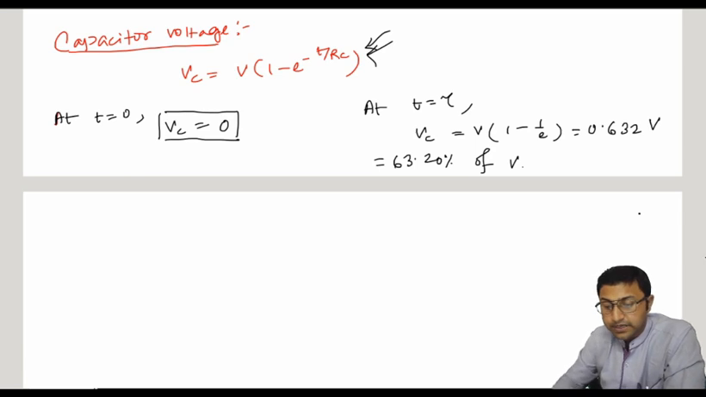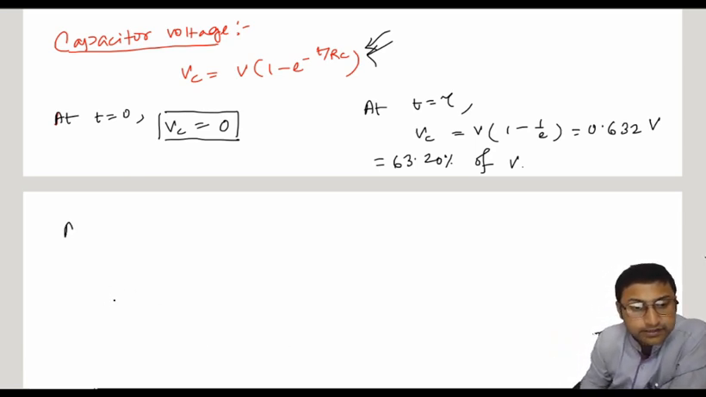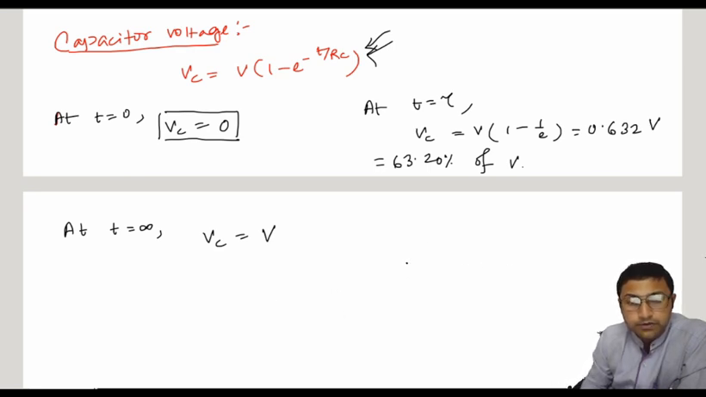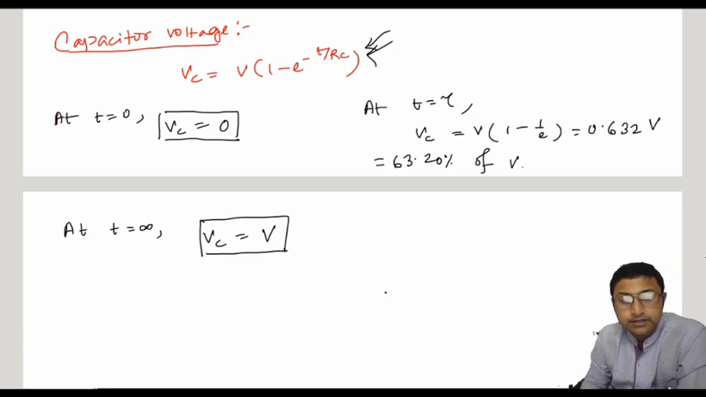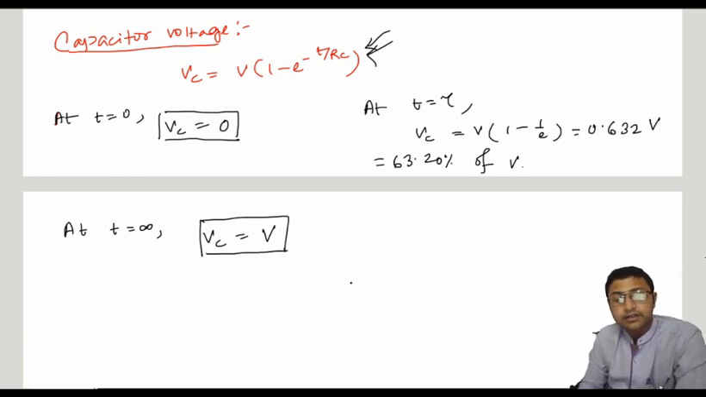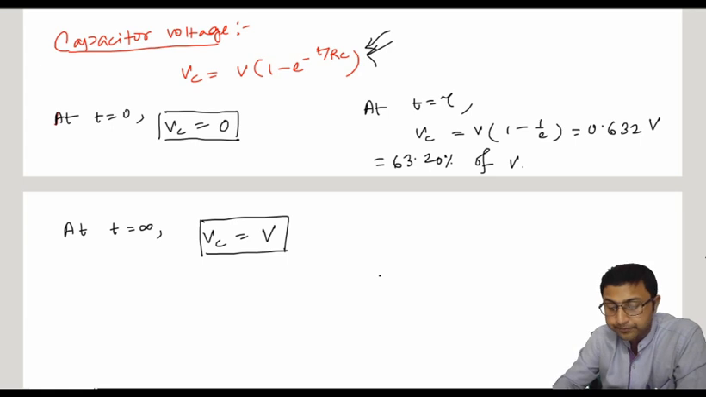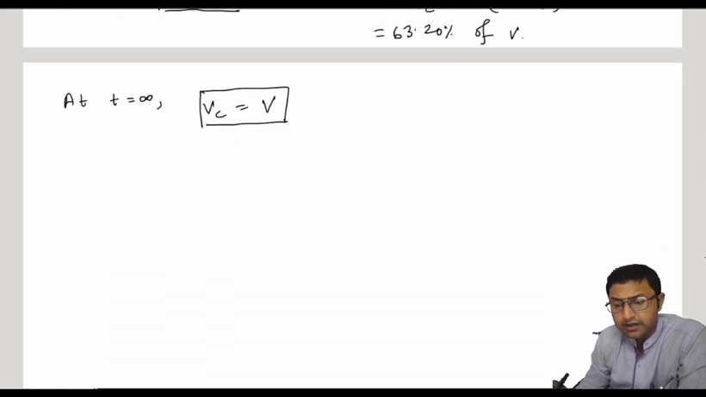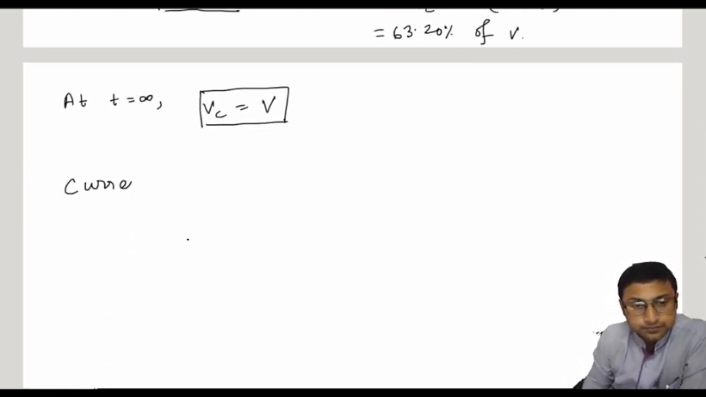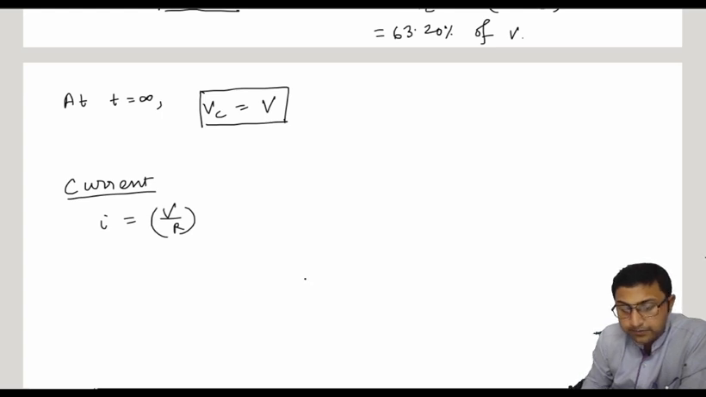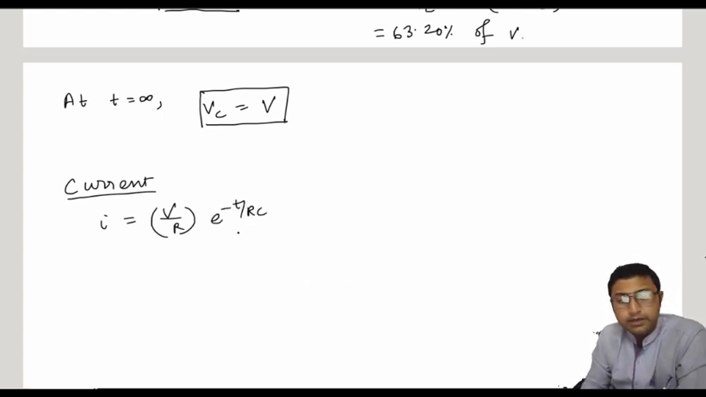Clear this thing? So next, at t equal to infinity, by putting the value of t equal to infinity, it is almost Vc equal to V. So at starting the value of the capacitor voltage is 0, and at final it is the value of the supply voltage that we have already applied in our simulation, that is 10 volt, Vc equal to V. So then the current: we already got I equal to V by R e to the power minus t by RC. We have already proved it in our previous slide.